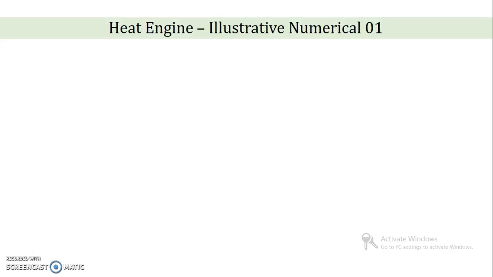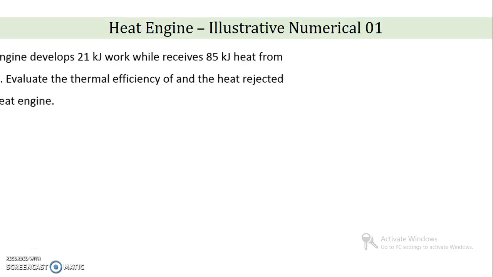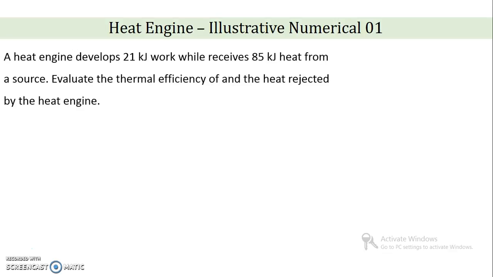Let us start with the first numerical. A heat engine develops 21 kJ of work while it receives 85 kJ of heat from a source. Evaluate the thermal efficiency and the heat rejected by the heat engine.